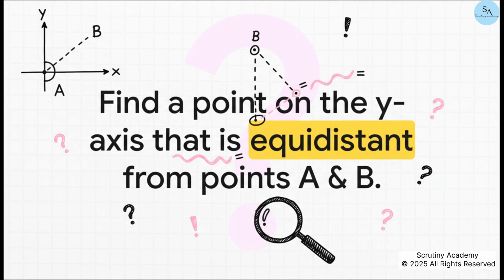Let's break it down. We're looking for a point. Where is this point? It's on the y-axis. And what's so special about it? It's equidistant from points A and B. Equidistant is just a fancy way of saying at an equal distance.